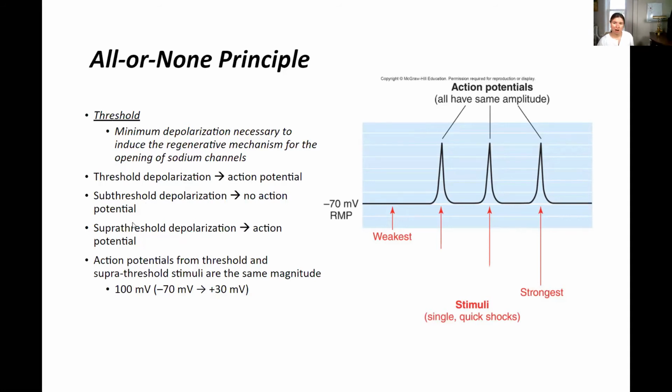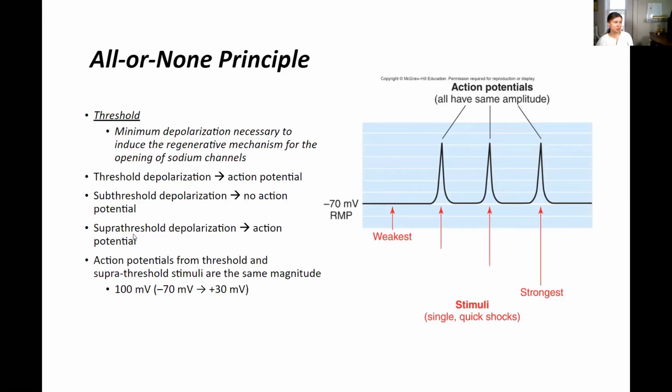If our graded potentials depolarize us a little bit, get us to negative 60, it's not going to send off any action potential. It's not going to send off a little one. It's not going to send off a short one. If we don't reach the threshold, nothing. That's the none part of this all or none principle.